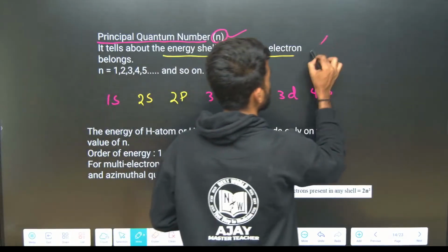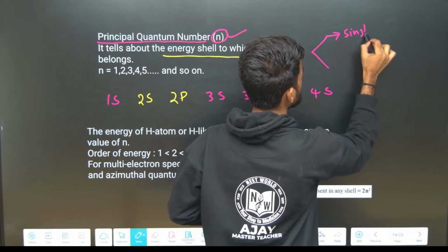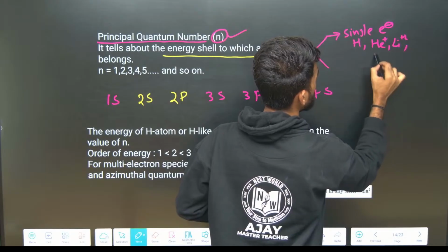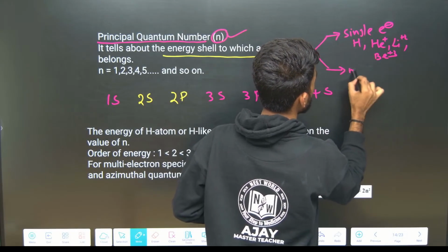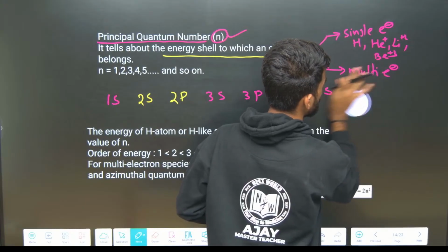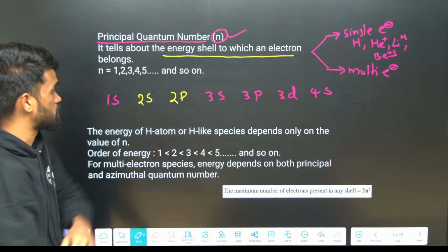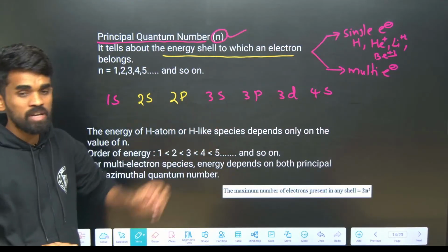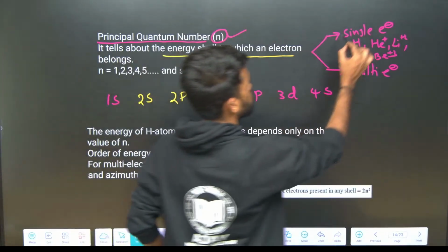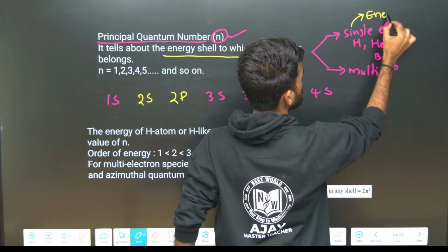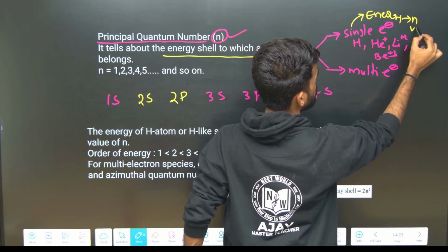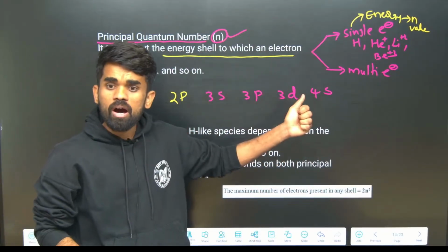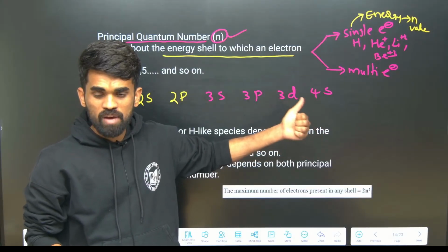So two things are there. One is single electron systems, examples like hydrogen atom, helium plus ion, lithium plus 2 ion, or beryllium plus 3 ion. And one more is multi electron systems. What is a single electron system? Only 1 electron should be present. In that case, the energy levels of these subshells or orbitals are decided only by the N value. Single electron system energy depends on what? Only the N value. So what is N here? Principal quantum number. So the higher the N value, the higher the energy.